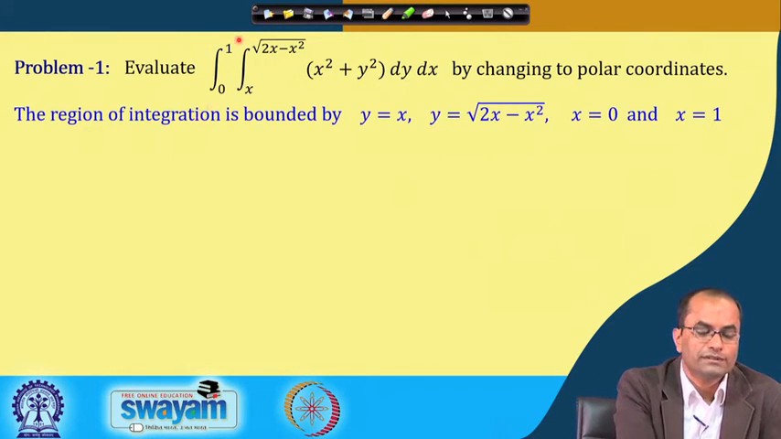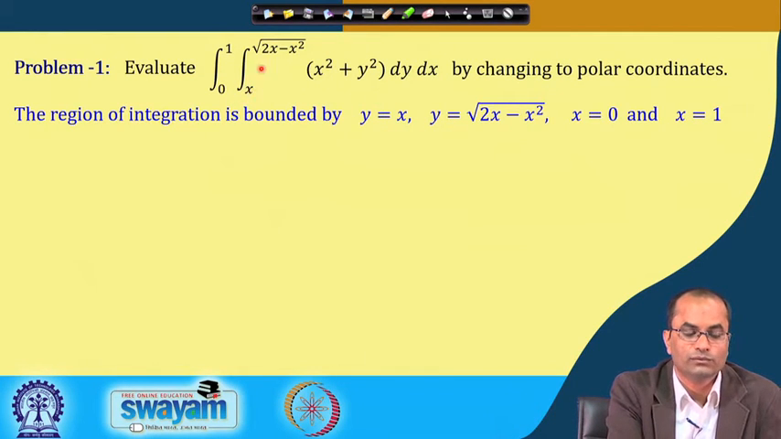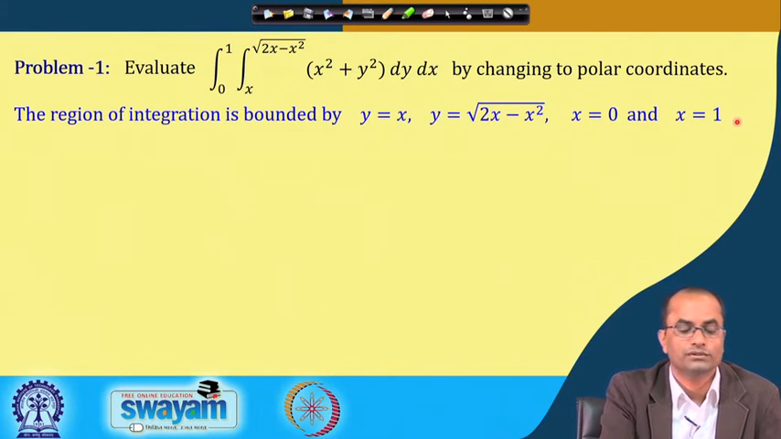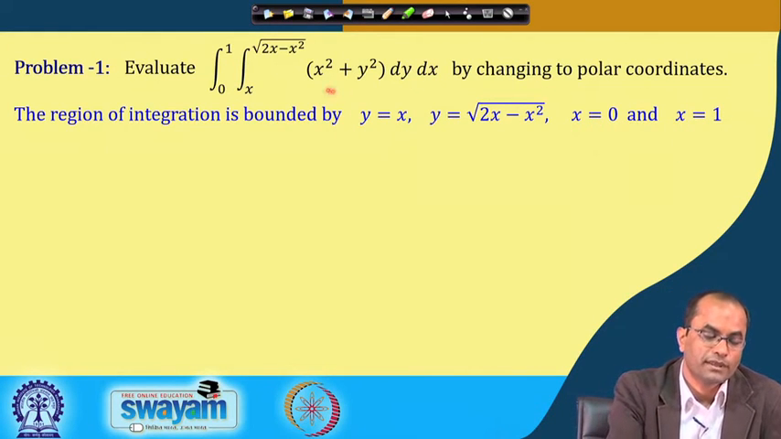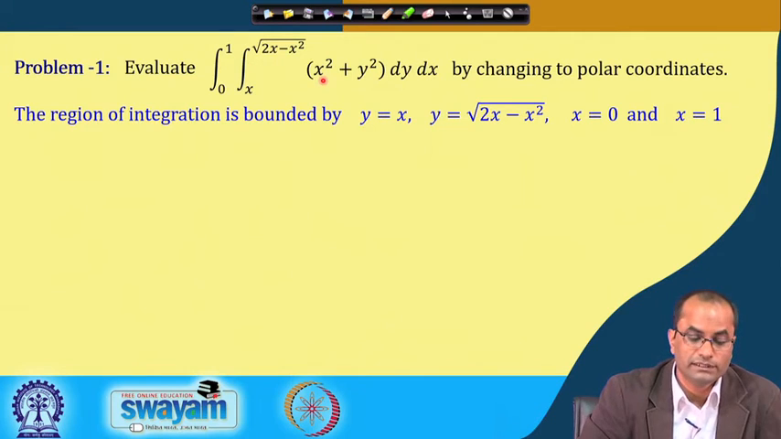So, the region of this integration is given by y is equal to x line, and y is equal to square root of 2x minus x square, the upper boundary here, and then for x is equal to 0 and x is equal to 1. So, the enclosed region by these curves will give us the region of integration for this integral.